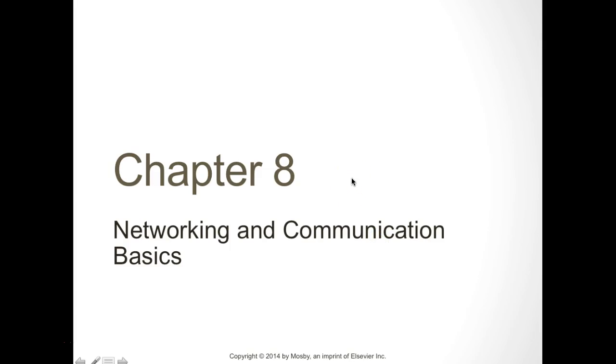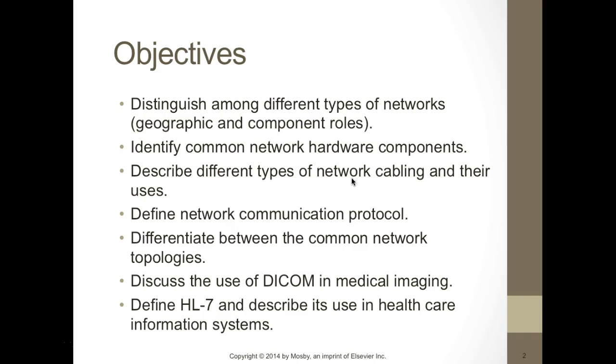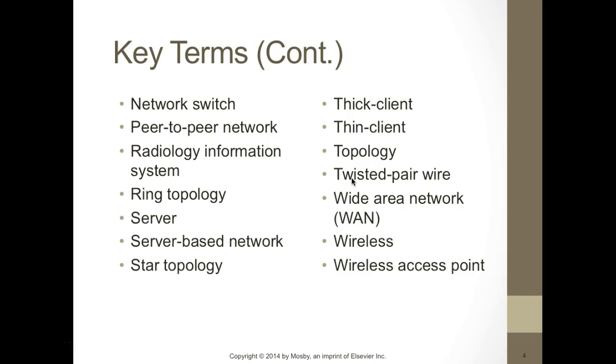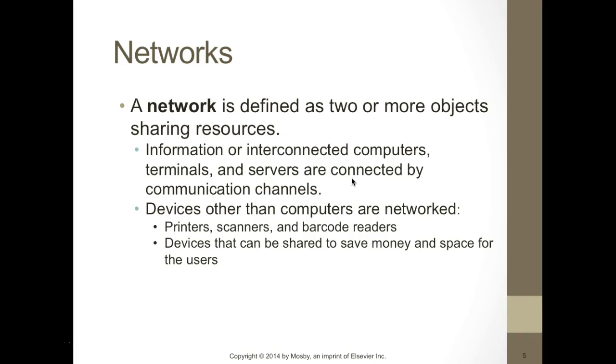Okay, so now we're going to cover chapter 8, networking and communication basics of computer systems. You have a lot of objectives, so take a look at those and make sure you can define what these are. So, what is a network? It is defined as two or more objects sharing resources.